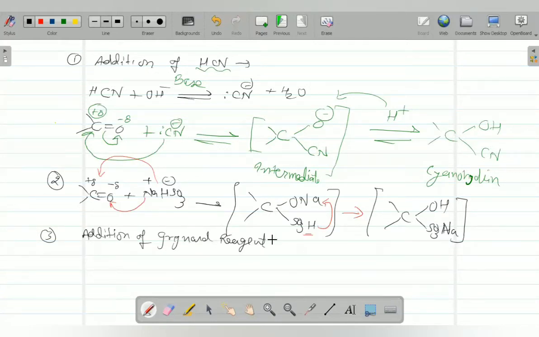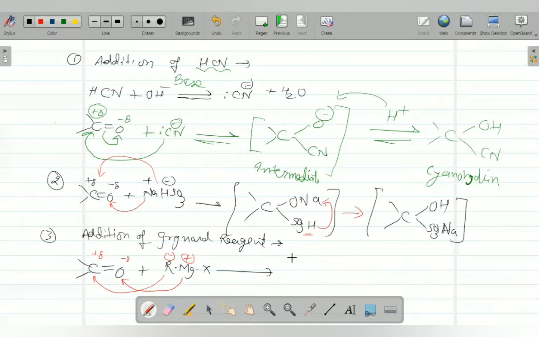Grignard reagent RMgX. Take the carbonyl group of an aldehyde or ketone. Take one RMgX, suppose CH3MgBr, anything. Now what will happen? You have seen that this is minus, this is plus. Here this is plus and this is minus. So how will it react? R reacts with C and Mg reacts with O.